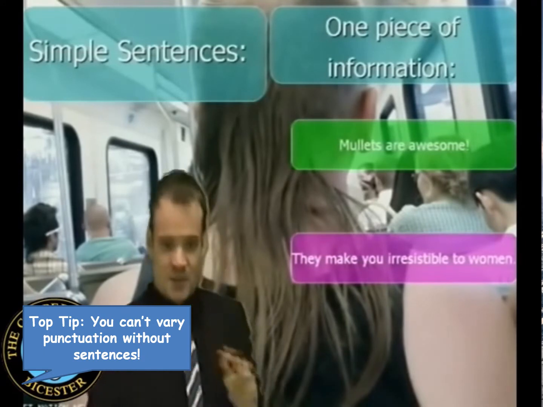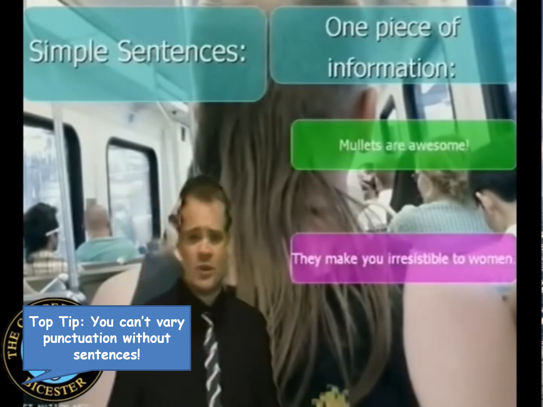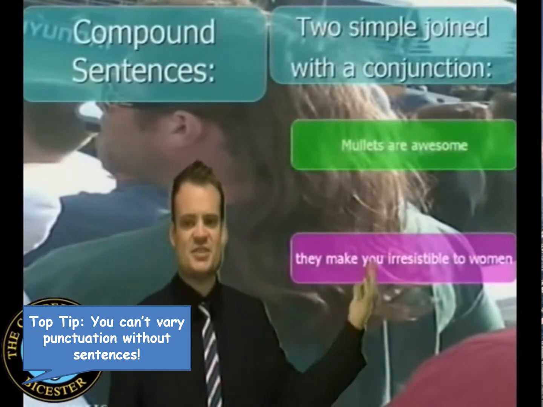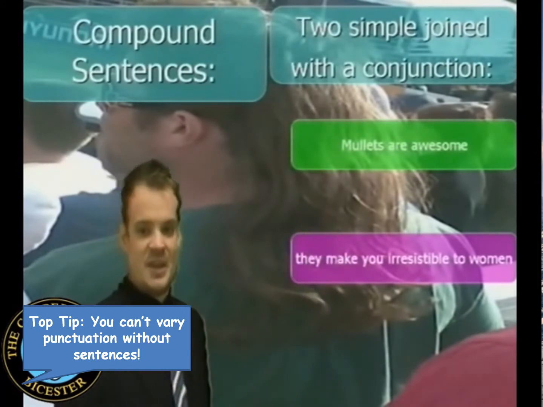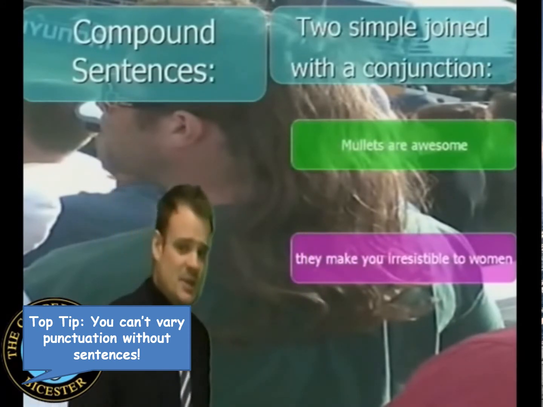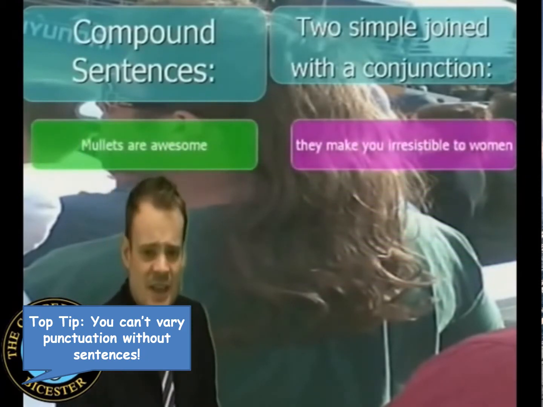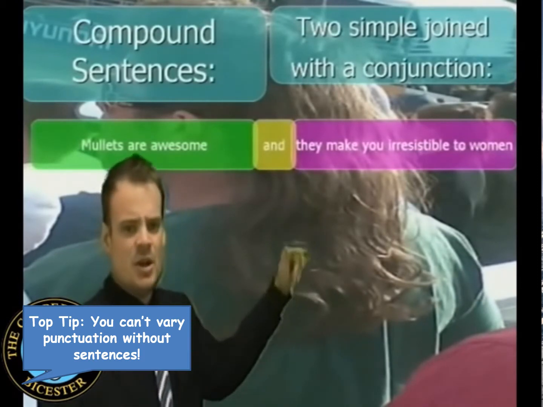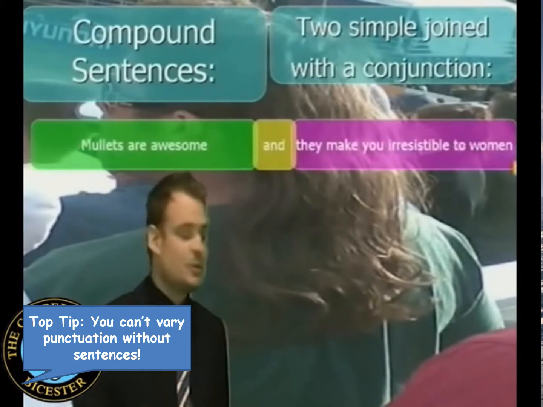Okay, that's sentence type number 1. To move on to sentence type number 2, we need to join 2 of these together. So here we're going to look at what we call compound sentences, and these are 2 simple sentences joined with a conjunction. I've started with the same sentences: mullets are awesome, they make you irresistible to women. And here we go, all I've got to do is put them together into 1 sentence, like so, and then I'm going to stick a connective or a conjunction in the middle, so I've put and in the middle. Mullets are awesome, and they make you irresistible to women, full stop.